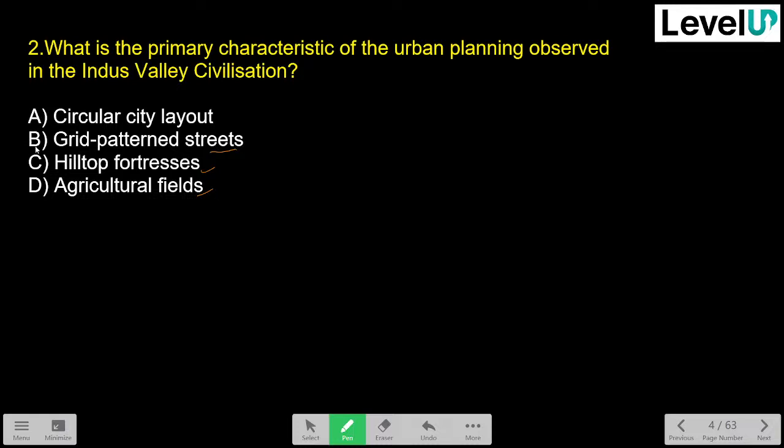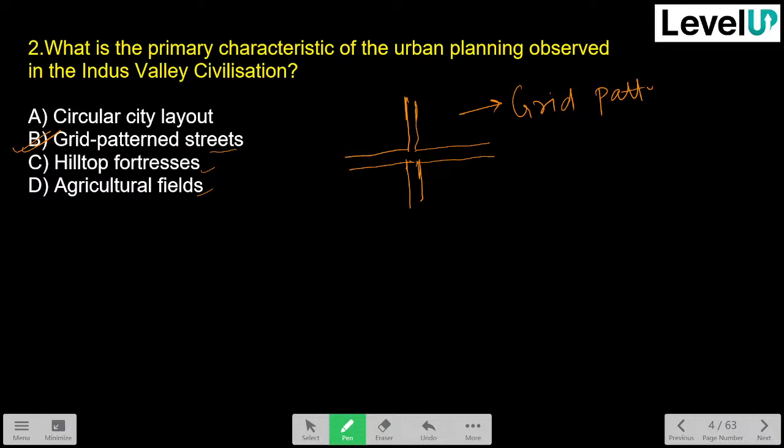Here you can see the streets were patterned in a grid pattern. Grid pattern means what? The streets intersect at 90 degrees. It is like that. So the feature was the grid pattern of the streets.